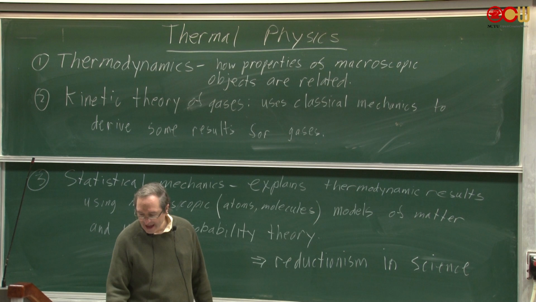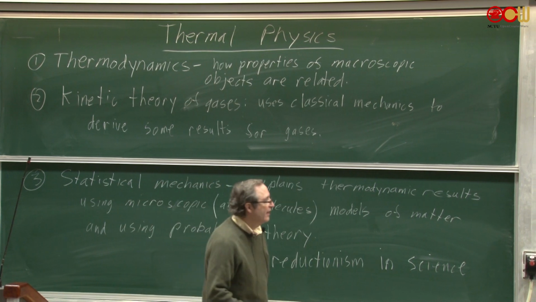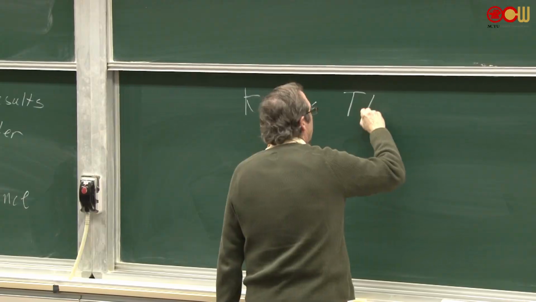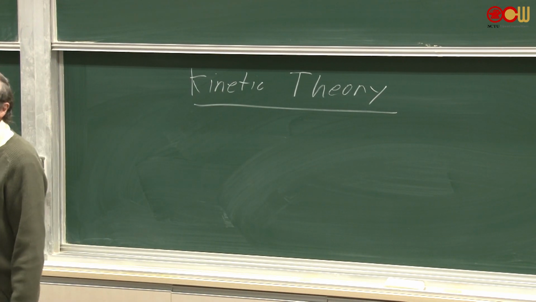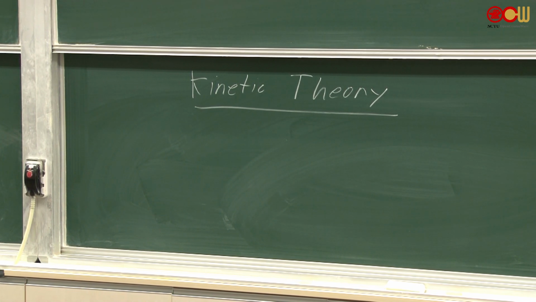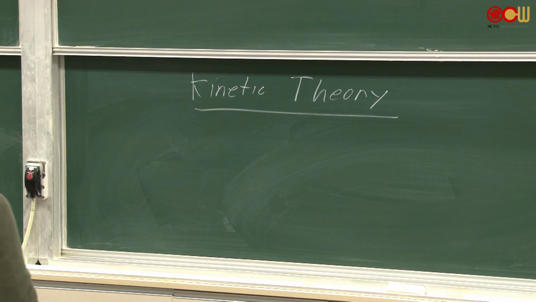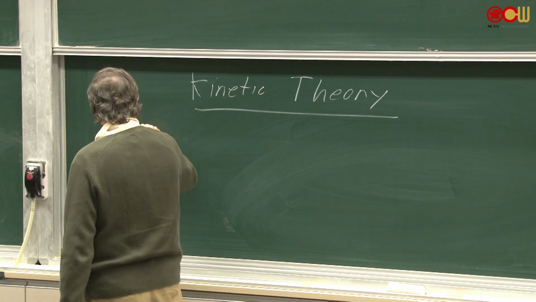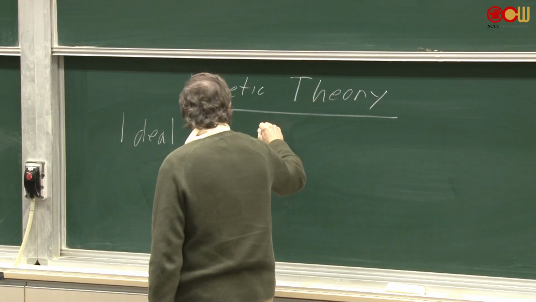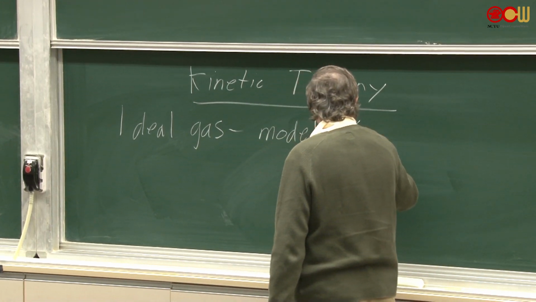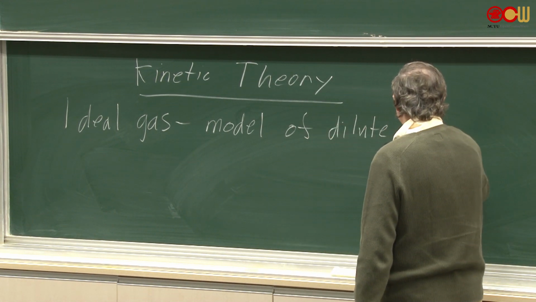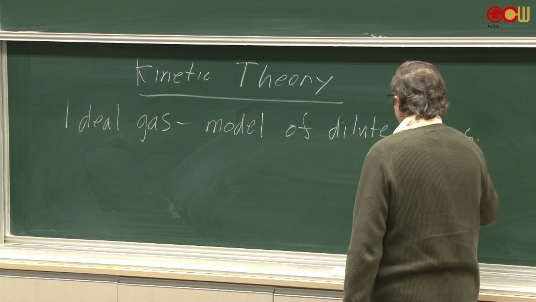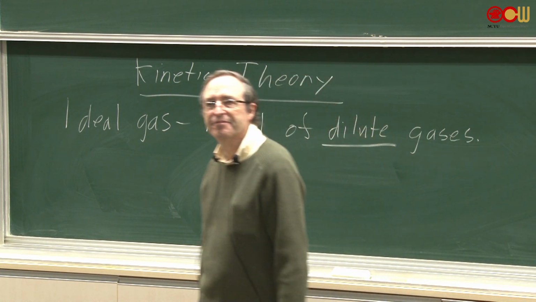Okay. So let's start out with the kinetic theory. All right. I'm going to use this to derive two main results for what are called ideal gases. So this is an important concept. What is an ideal gas? So this is a model of dilute gases. What does dilute mean? Yeah, so the concentration is low.